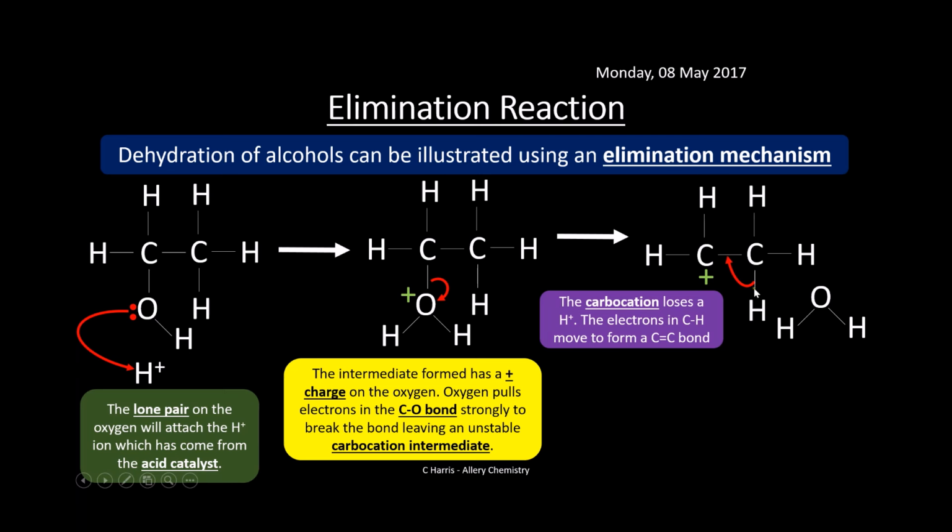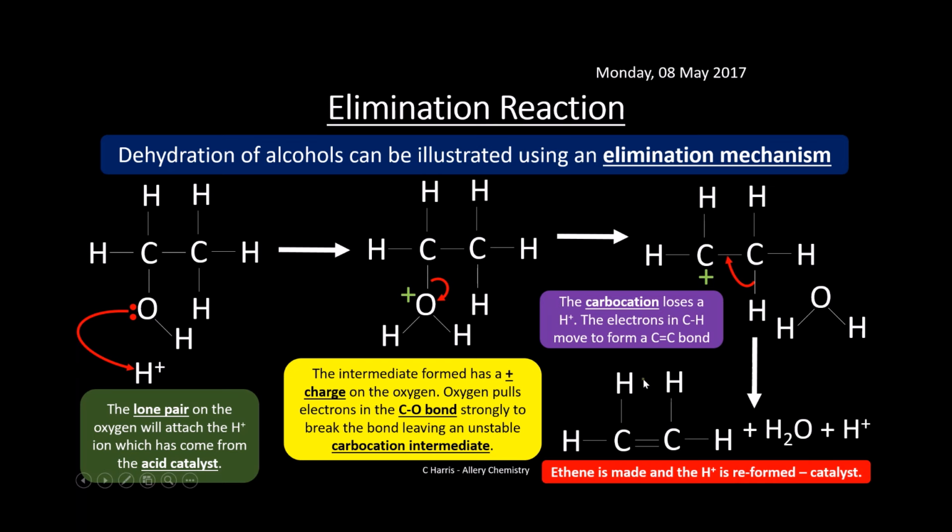Basically what happens is this is obviously not very stable because we've got this positive charge here, and neither is this, to be honest. So what happens is the electrons in the C-H bond here, the one neighbouring the one that did have the alcohol on, breaks, and the electrons from this bond go into here to try and stabilise this carbocation, and we form a C=C double bond. Notice we've lost water as well, because water was attached, it isn't now.